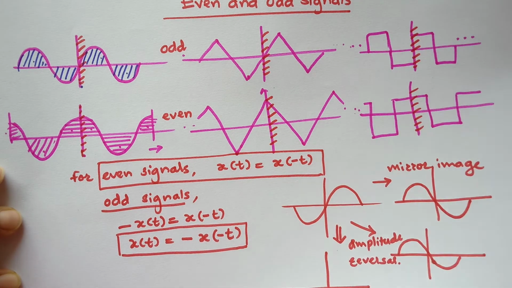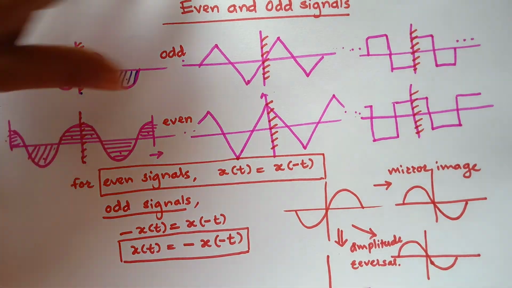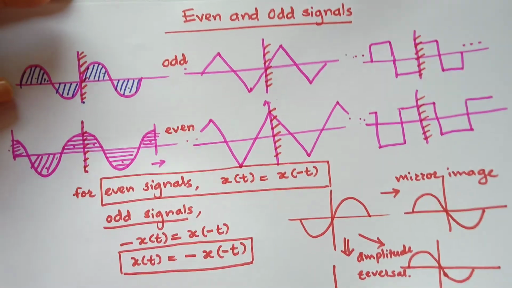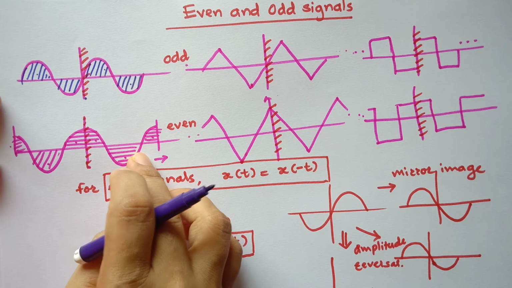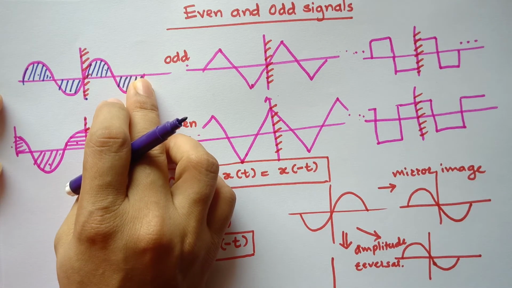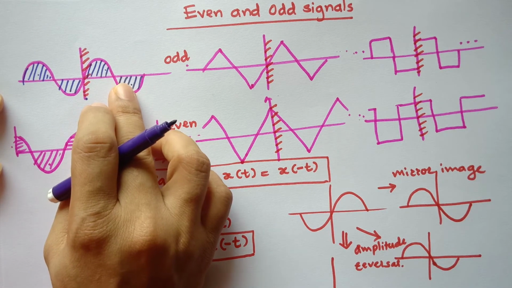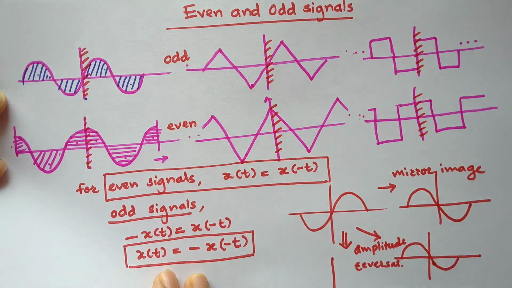So we can say for every signal we can find even and odd parts, and if a signal is even like this, its odd part is 0. If a signal is odd by itself, then its even part is 0. So how to find even and odd components of any signal? There are formulas for that.